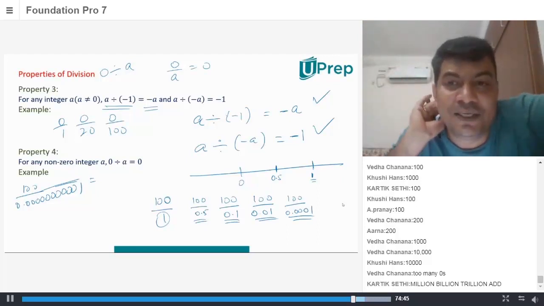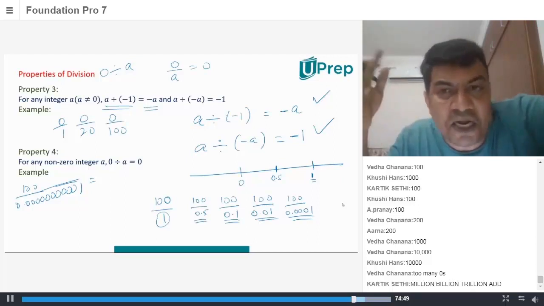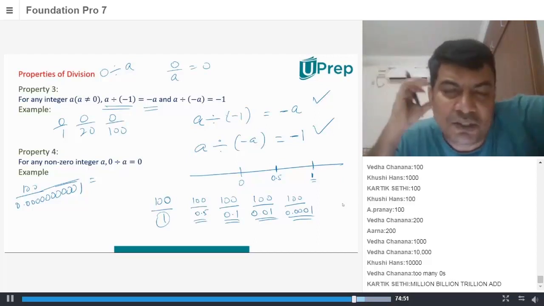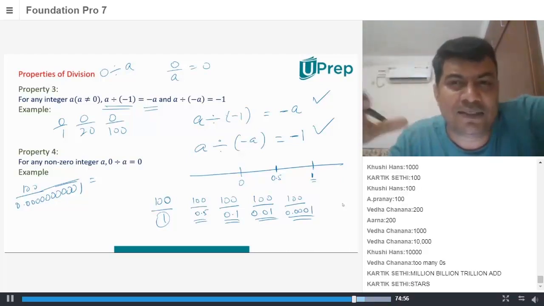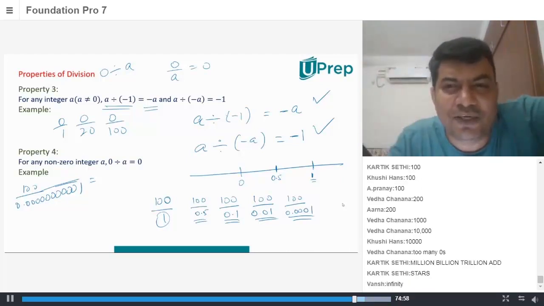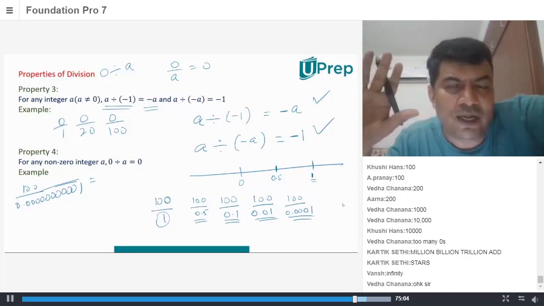That's how it is. So it's not defined, it's undefined. It's an infinite number. We'll learn that in detail when we go to higher standards. For now, you don't need that. You just need to understand that it will be an infinitely big number. So we'll learn that later.